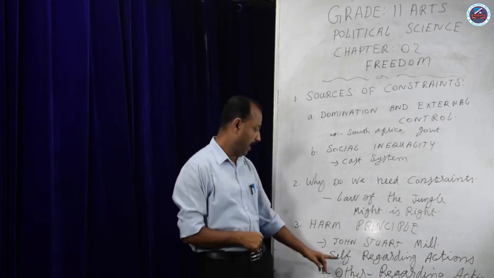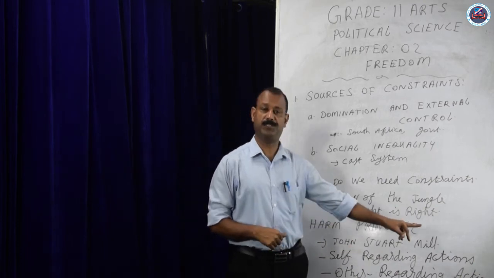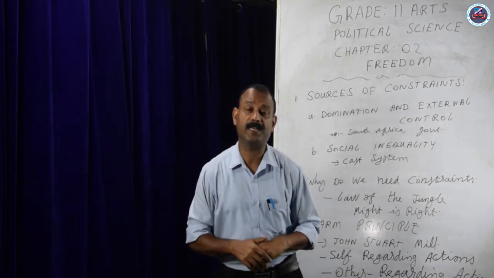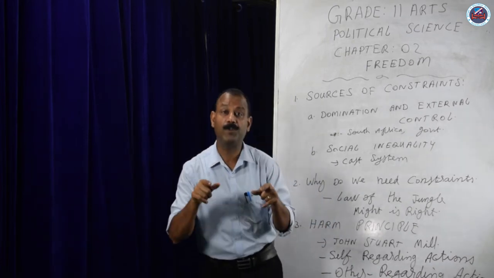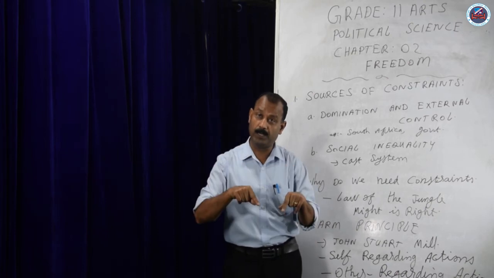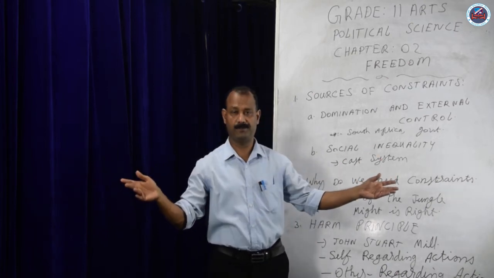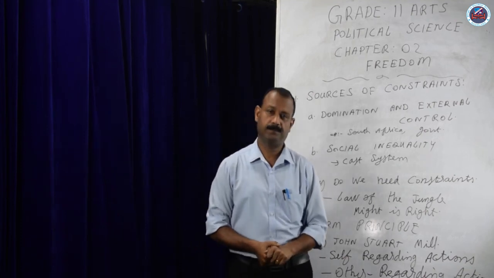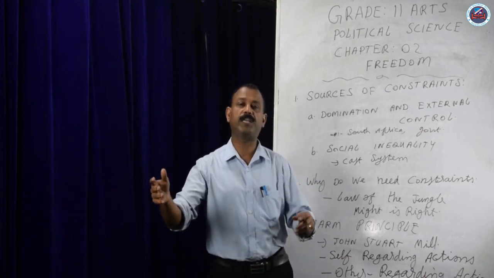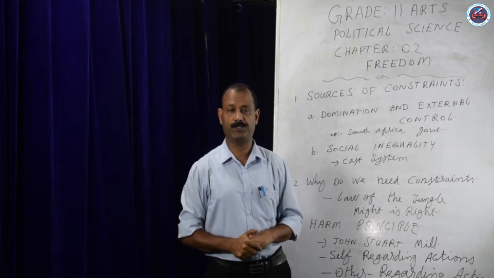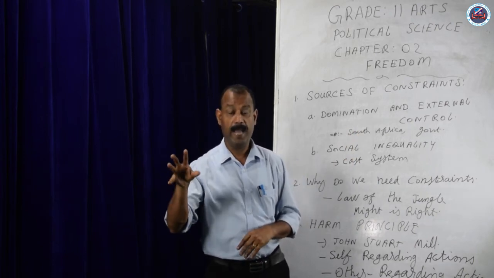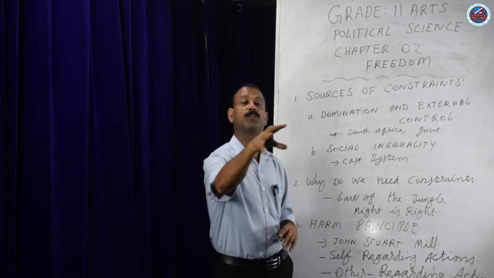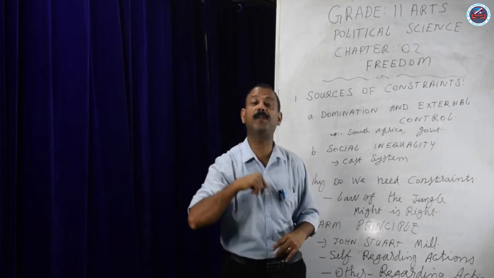Second one is called other regarding action. Other regarding actions are those actions which will affect not only the doer but also others. For example, when a teacher is taking class, one boy sings songs and shouts and make noise. That is an action. And that action is affecting not only him, it affects other students as well. So that can be known as what?